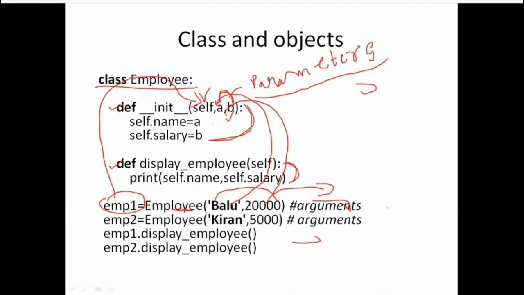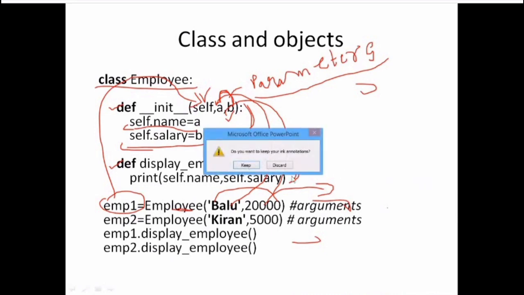That means for the EMP1 object, the value of A is Balu and the value of B is 20,000. That is being stored in self.name and self.salary, which means EMP1.name is equal to Balu and EMP1.salary is equal to 20,000. Is this clear? Yes, sir. All of you understood, or you want me to diagrammatically show you? Sir, one more. Okay, I'll show you. Don't worry. I'll show you once again.